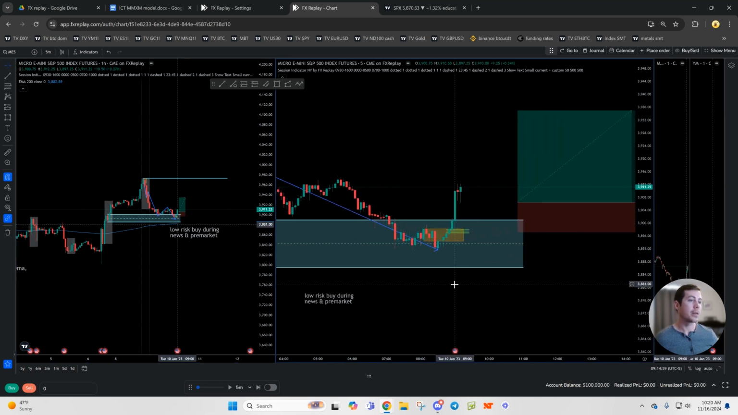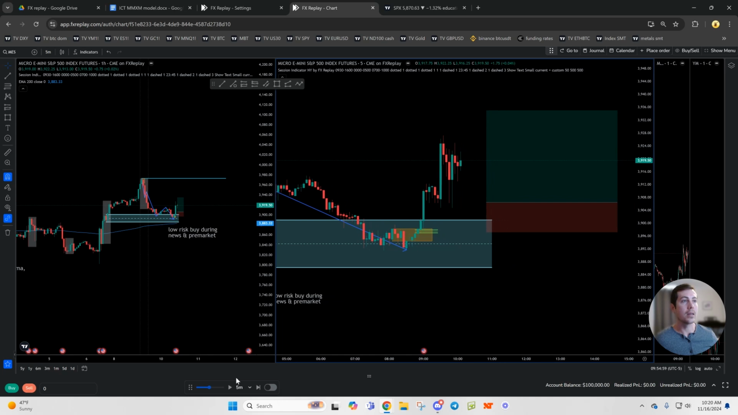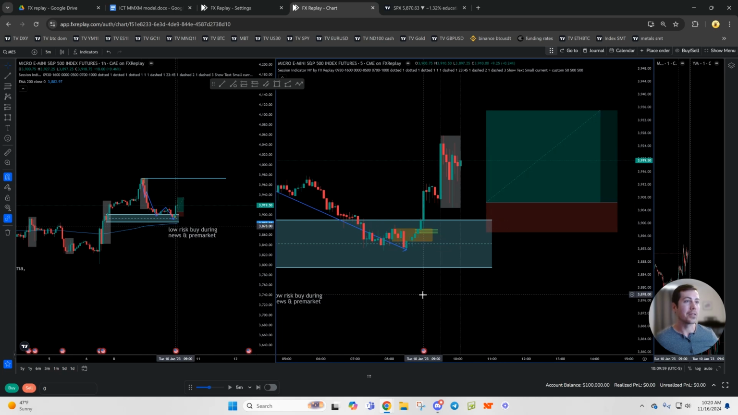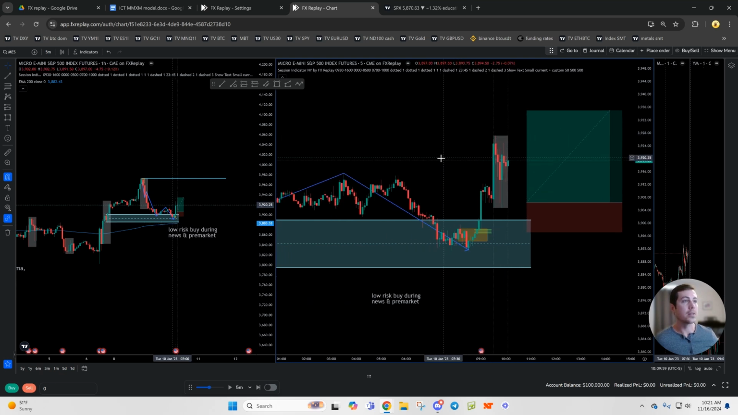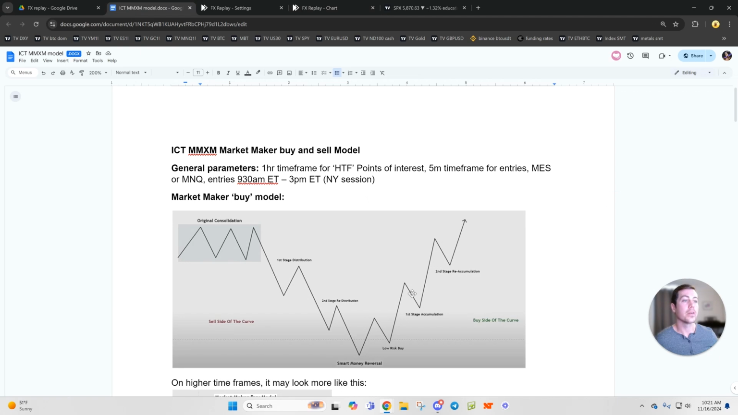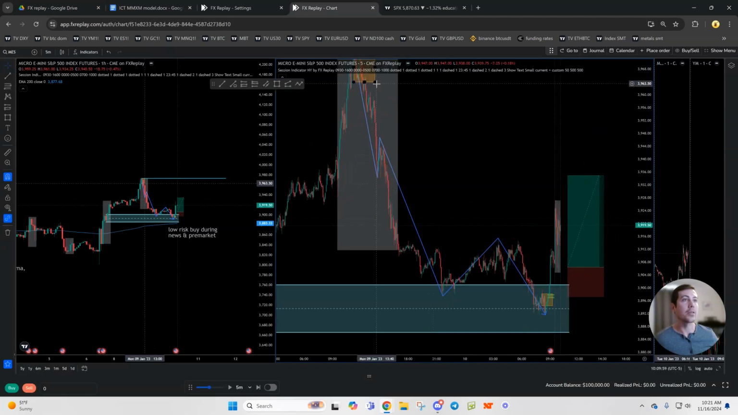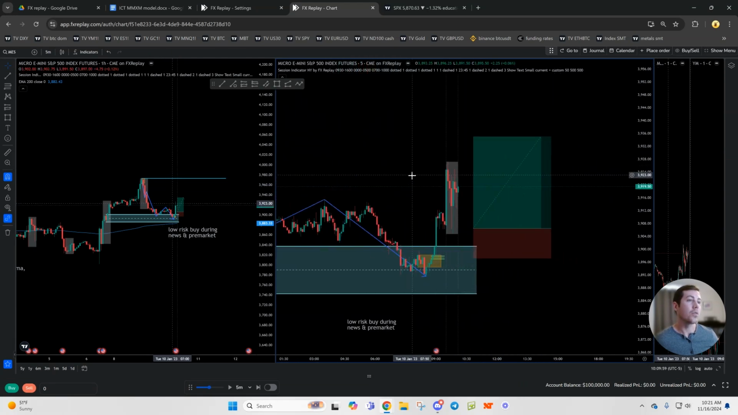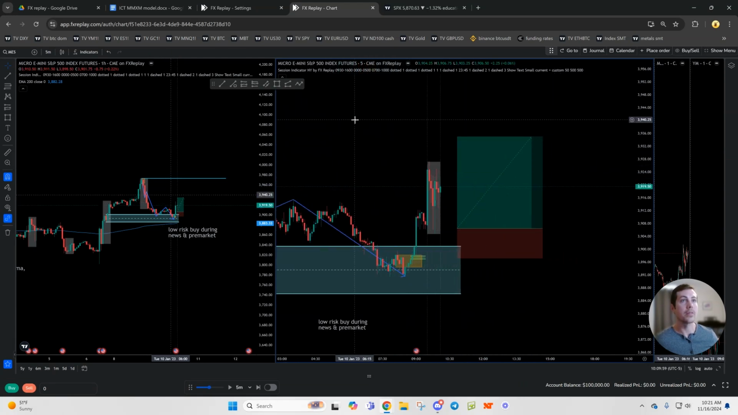So again, coming into New York session with news right off the bat, I'm really not interested in any trades early on, usually about the first hour or so. I think his speeches generally last an hour, so I probably wouldn't be interested in anything until after this point. So coming in here, we're looking for now our first stage accumulation. I'm eventually expecting price to come all the way back up here, and I'm just trying to catch some moves along the way.